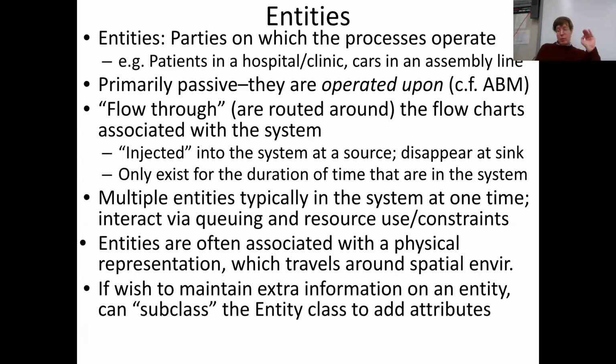Contrast that with ABM. In ABM, there's a sense of, among agents, of agency. Agents interact with each other. They progress in ways that are shaped by perception or decision-making. They interact with each other and with the environment with a sense of agency. They are active entities in the system, active actors. By contrast here, these entities flow through and are routed by the flowcharts.